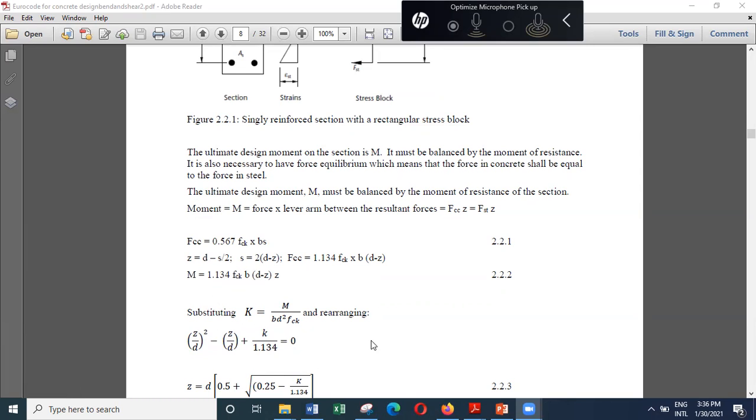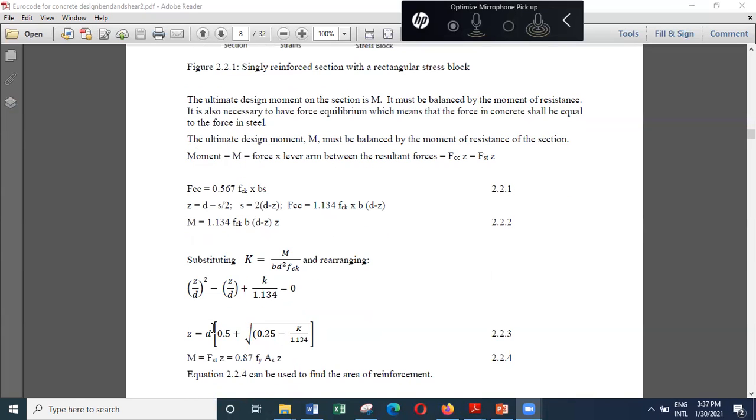And the second order equation, the solution is x equals minus b plus or minus square root of b squared minus 4ac, divided by 2a. So once you substitute in that equation, we can straight away find the value of z, and the value of z is given by d times 0.5 plus square root of 0.25 minus k over 1.134.